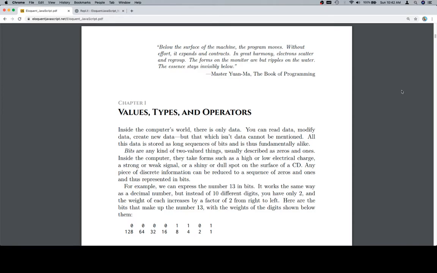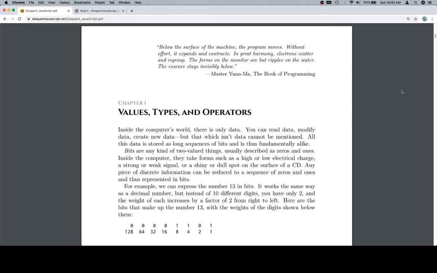Below the surface of the machine, the program moves. Without effort, it expands and contracts. In great harmony, electrons scatter and regroup. The forms on the monitor are but ripples on the water. The essence stays invisibly below. Master Yuan-Ma, The Book of Programming.